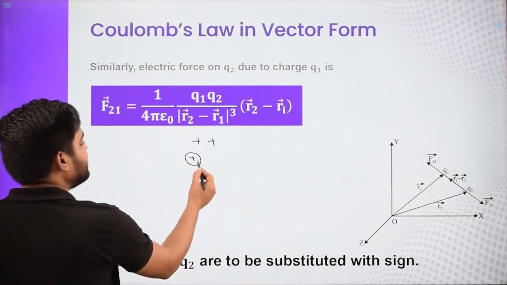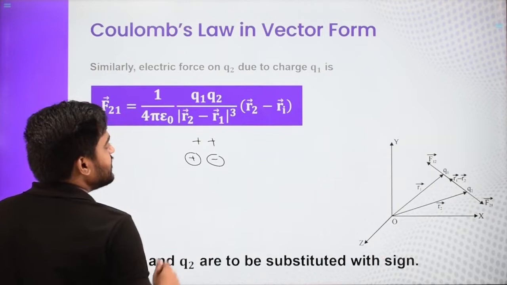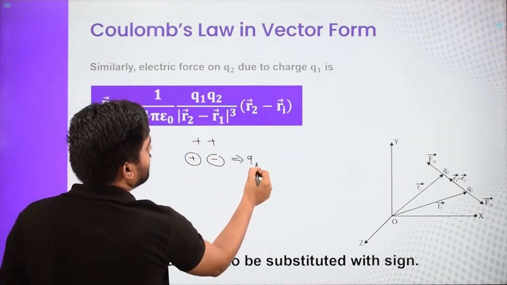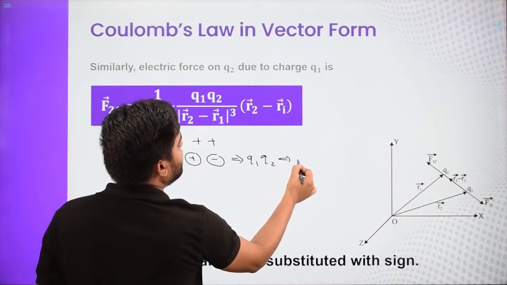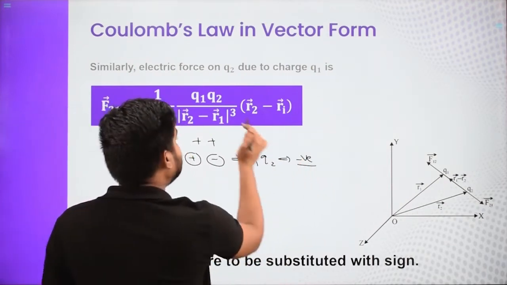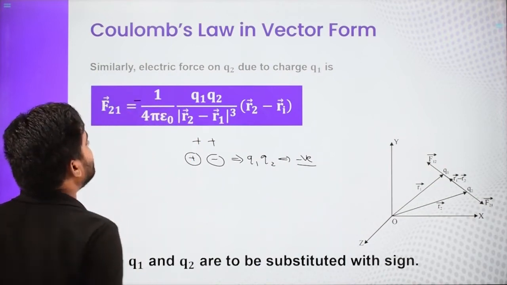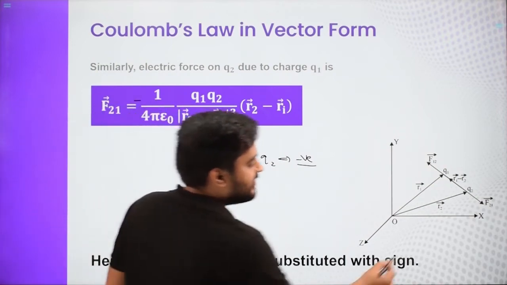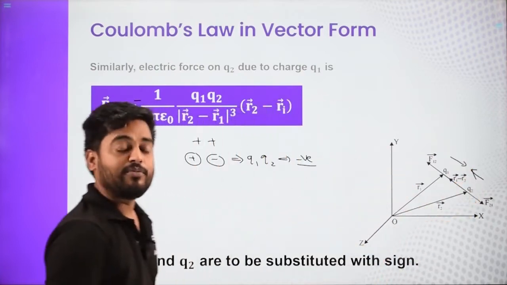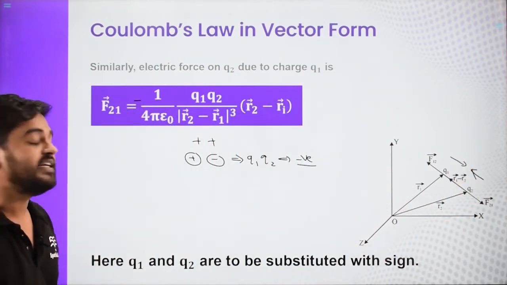What if one charge is positive and the other is negative? Here the product Q1 into Q2 is going to be negative if they are of opposite sign, one positive and one negative. This negative will also be included over here, which will automatically reverse the direction of F21 and F12. So it will be proper. It will directly give you the force in its vector form.